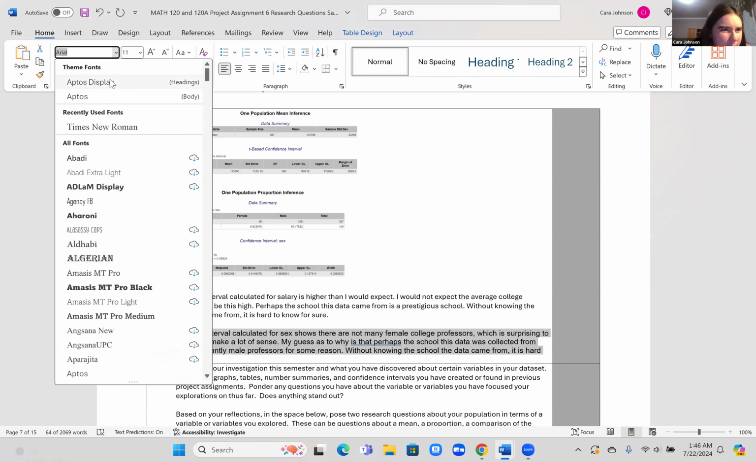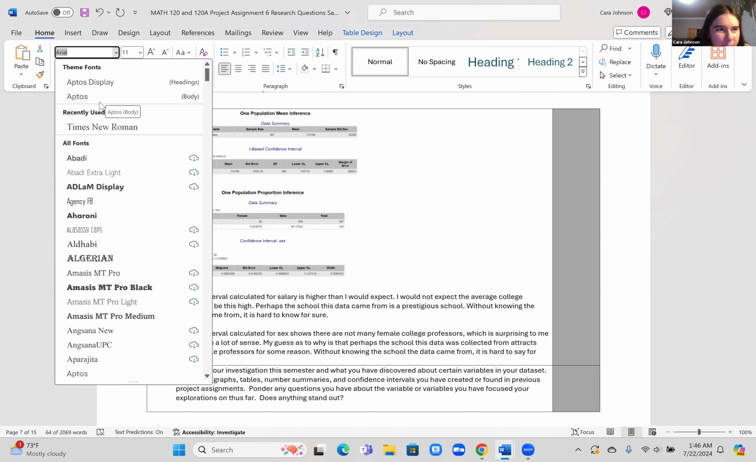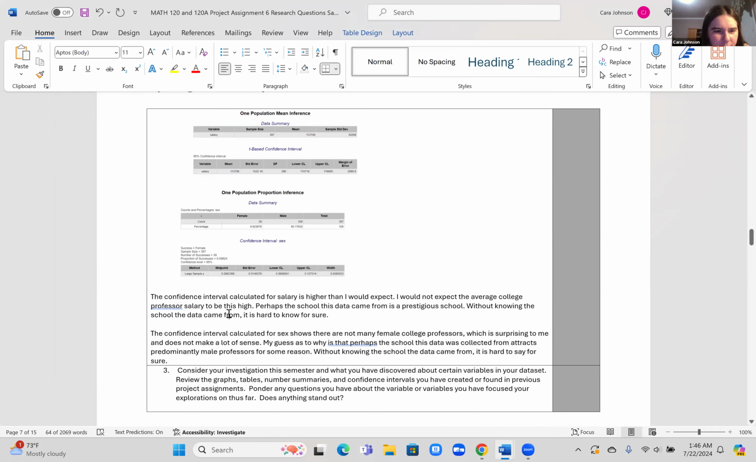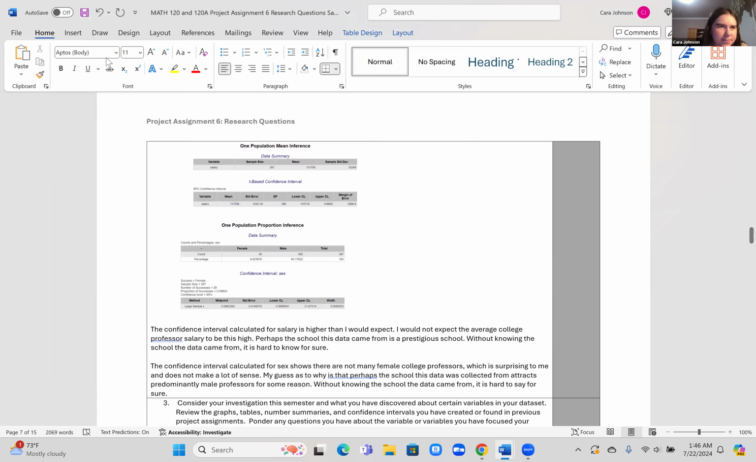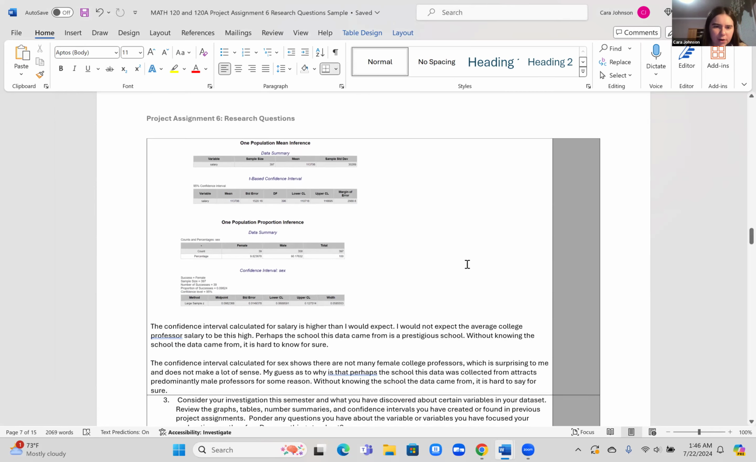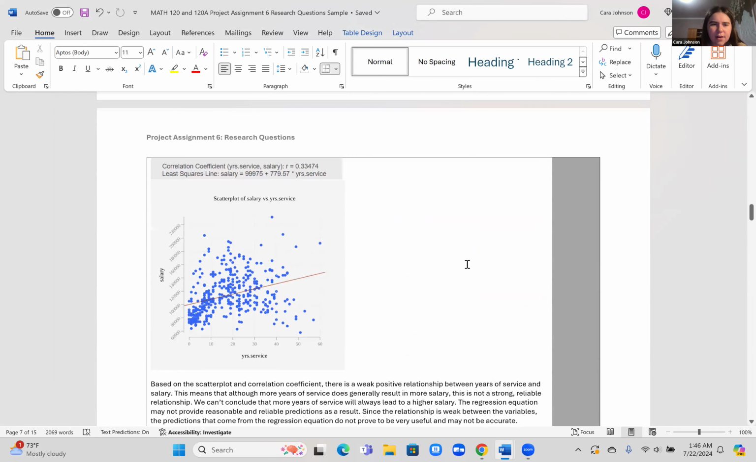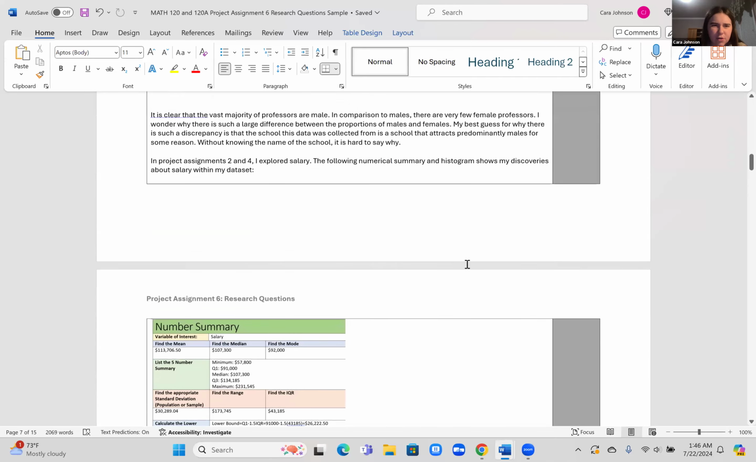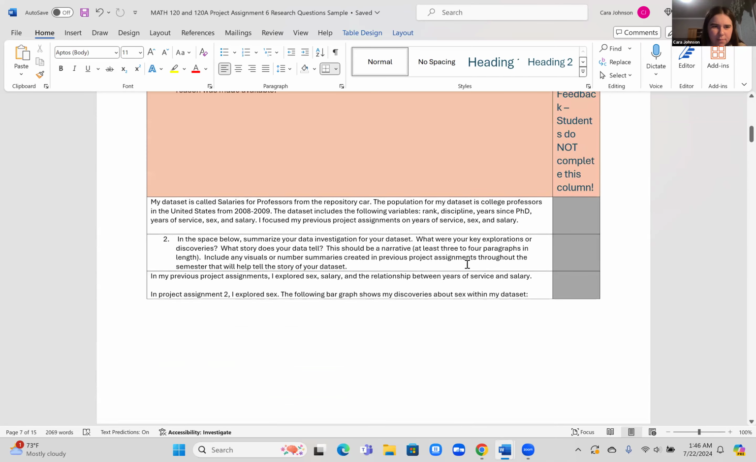Let me change this font to match the rest of my font here. There we go. Okay, so that's what I want for the summary. You can follow kind of what I did here, do a similar kind of model. It shouldn't be too much extra work.